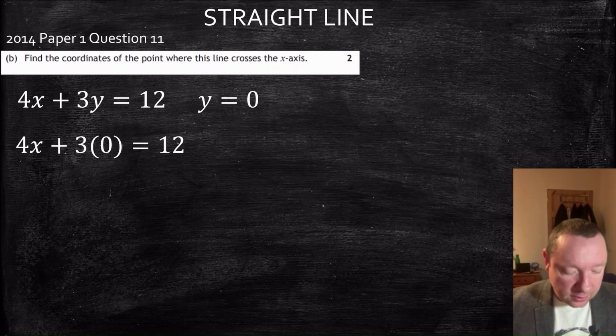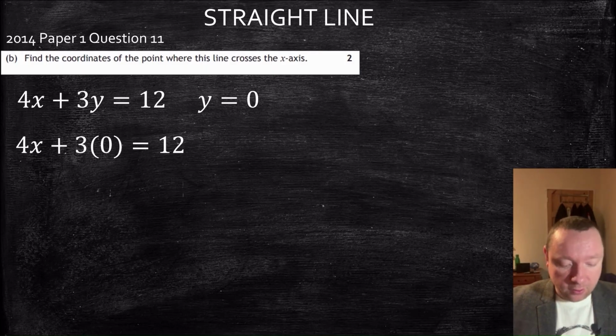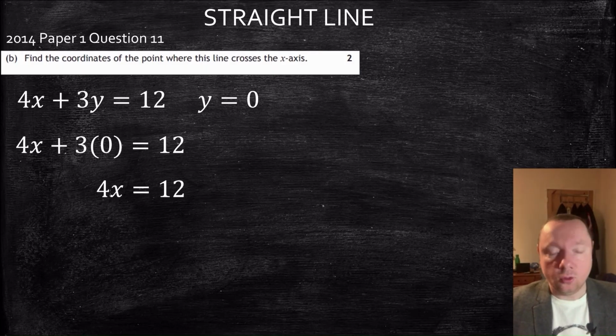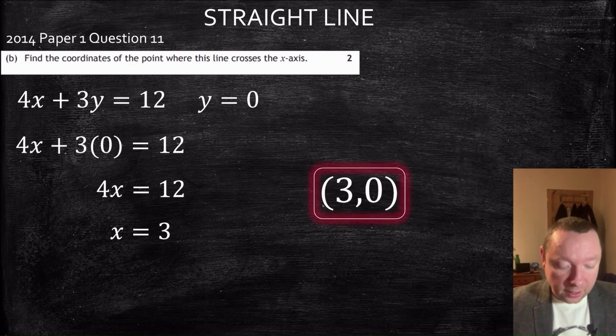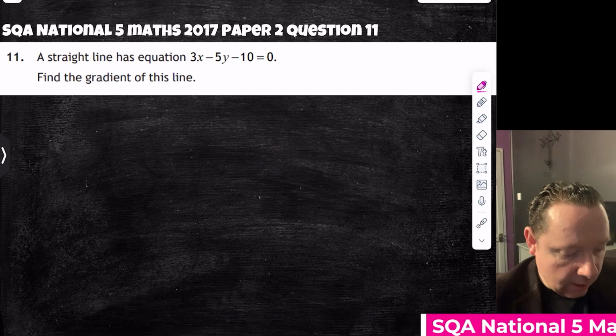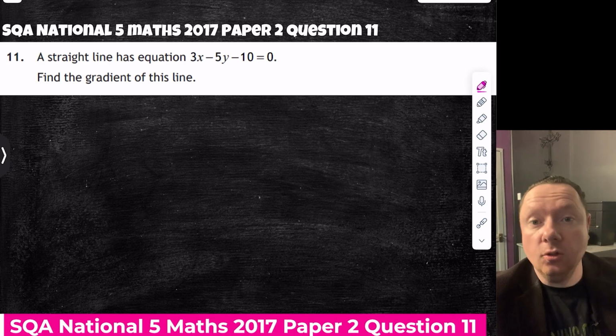So we've got 4x plus 3 times 0 equals 12. So 4x equals 12. So x is 12 divided by 4, which is 3. So the point is 3, 0, x and y. SQA National 5 Maths 2017, Paper 2, Question 11.